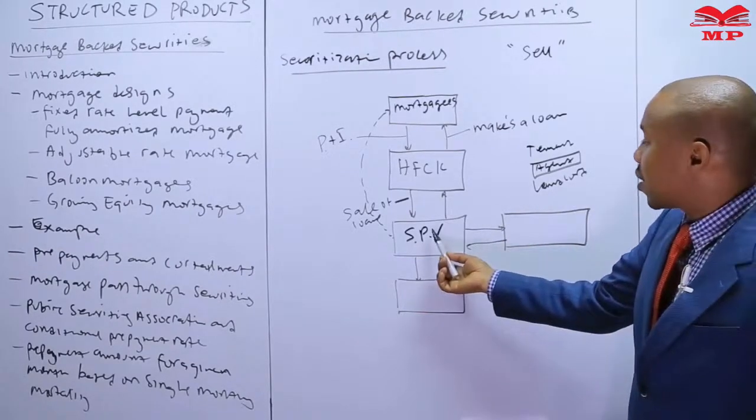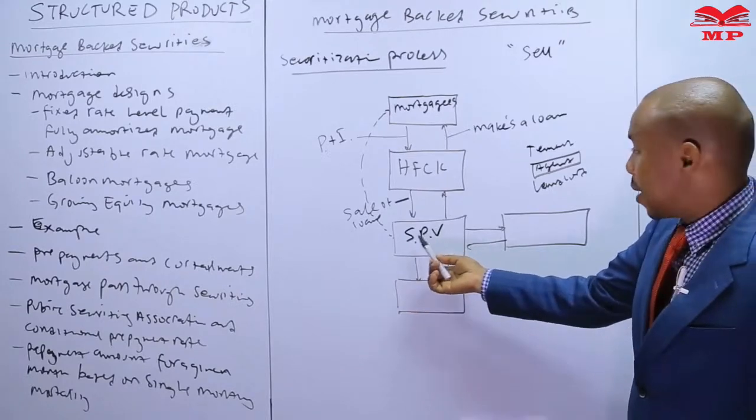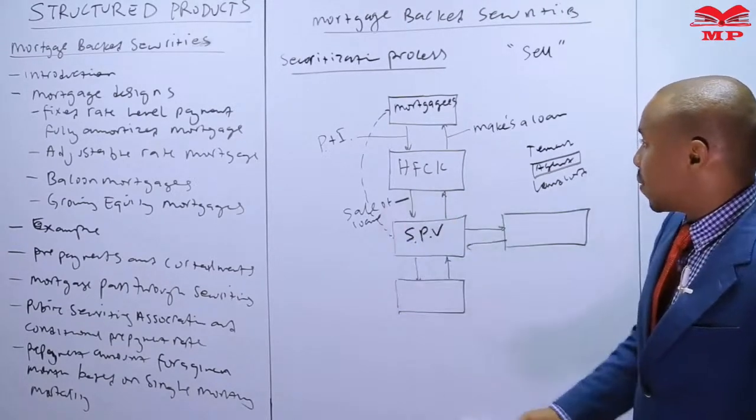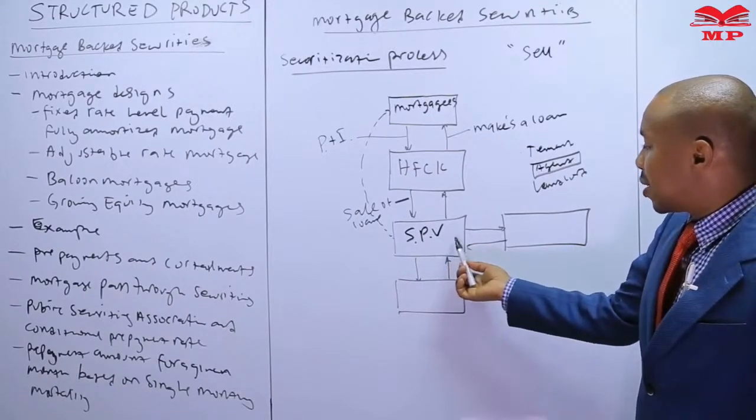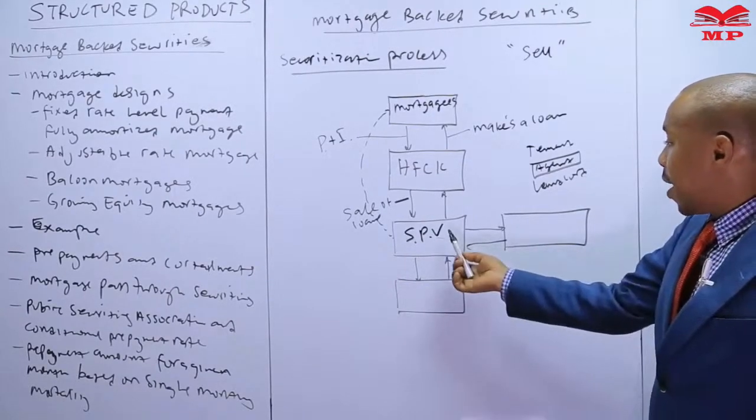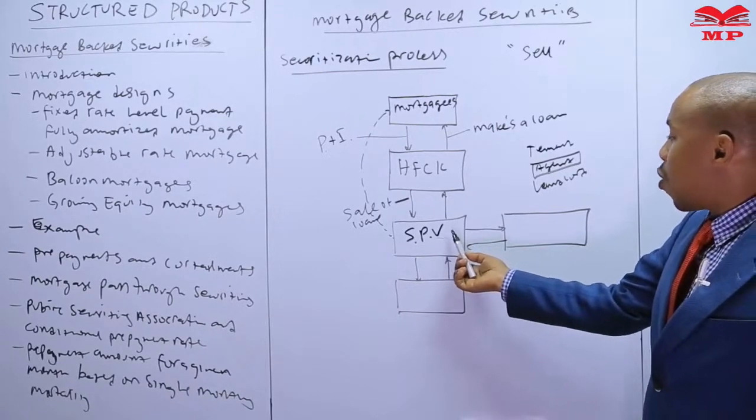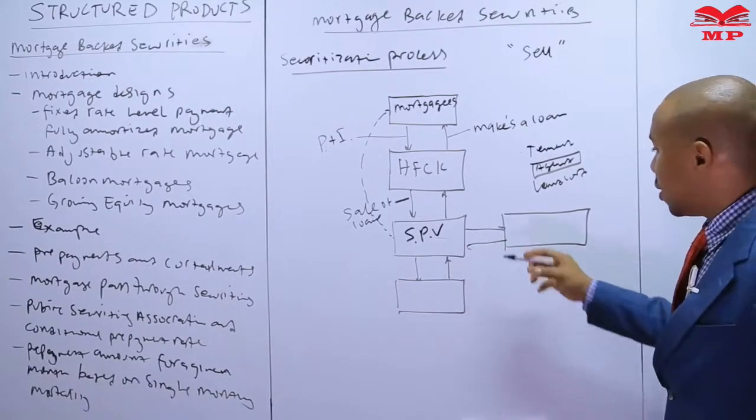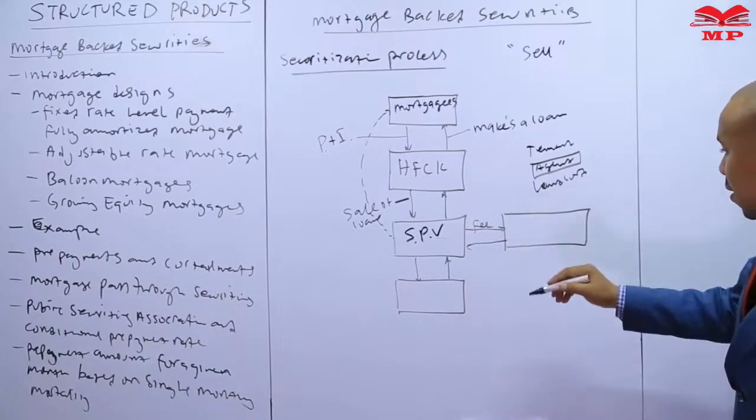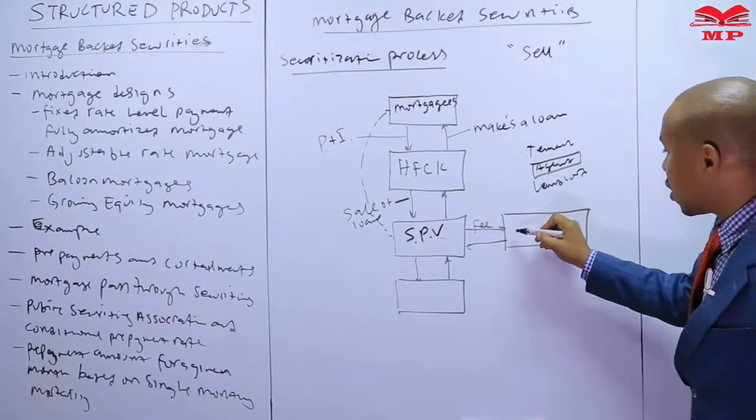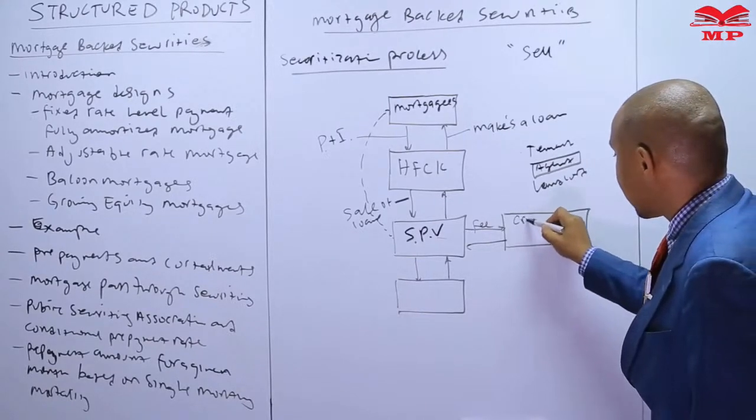Now the SPV is the one that's going to act as a factor or as an agent of HFCK to chase the mortgagees. Since the mortgages are with the SPV here, the SPV can now pay a fee to another entity, an agency called the Credit Enhancer.